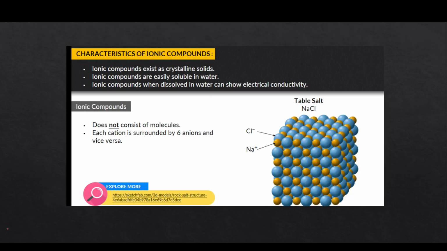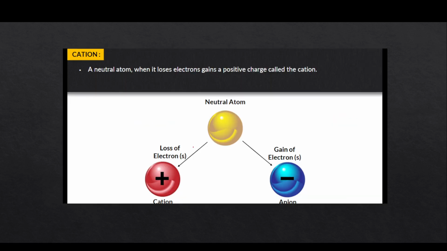Then ionic compounds, so that's why they exist in crystalline solid, and they are easily soluble in water. So ionic compounds, when they are dissolved in water, they can show electrical conductivity because they have charge, and we know when charge move, current is generated, and that's how electricity is produced, right? Now, so yeah, this is what I was talking about.